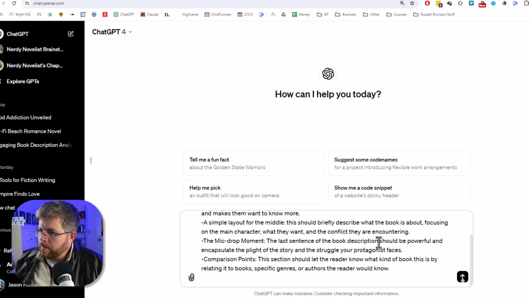The last sentence of the book description should be powerful in encapsulating the plight of the story and the struggle your protagonist faces. Comparison points. This section should let the reader know what kind of book this is by relating it to books, specific genres, or authors the reader would know. So with that kind of framework in mind, and by the way, you can tweak this, you can create whatever framework you have. I constructed this one based on the reference material we have on Kindlepreneur, where I currently work.